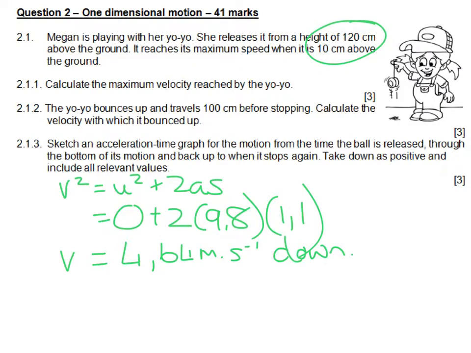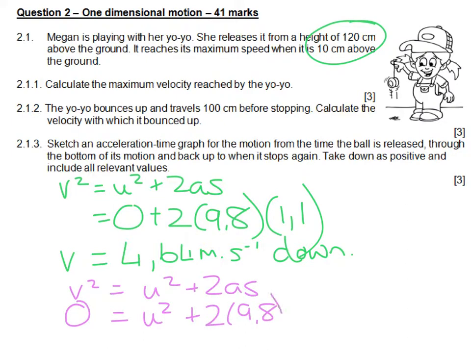The next one, the yo-yo bounces up and it travels 100 centimeters before stopping. Calculate the velocity with which it bounced up. So we are going to say velocity, same equation but different values now. At the end of its bounce, it stopped, zero. It started with a bounce velocity that we don't know. Gravitational acceleration is unchanged, and this time it only went 100 centimeters, so that's exactly 1 meter. And it turns out that this time it's bouncing in the opposite direction. So I land up with V being 4.43 meters per second up.